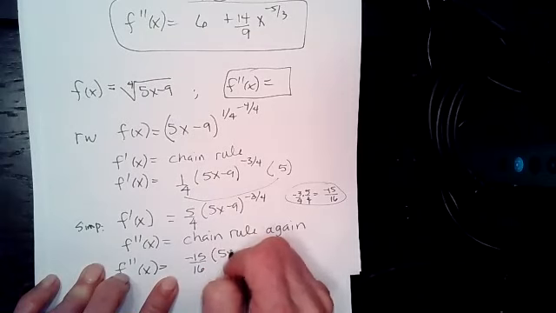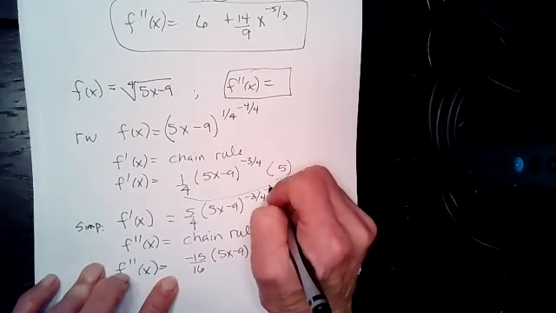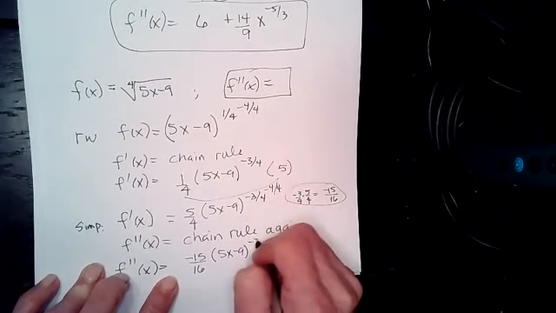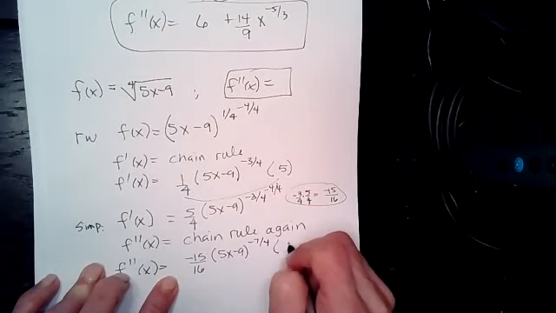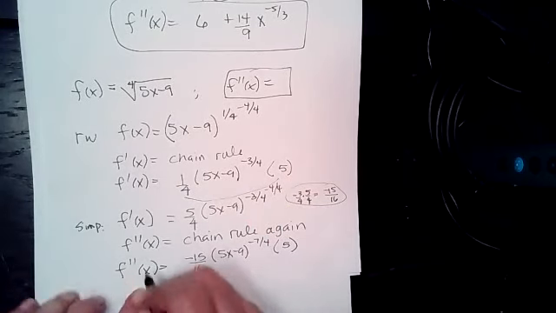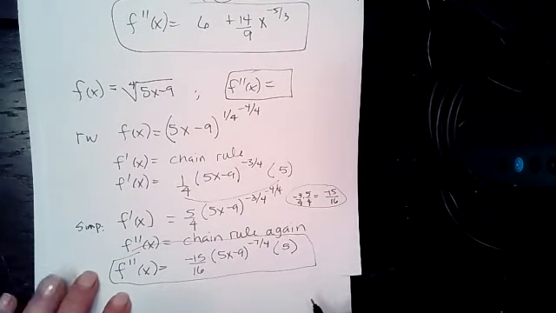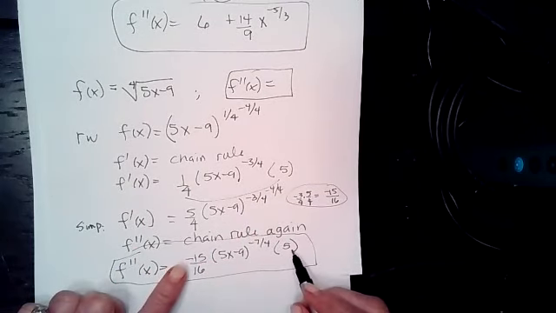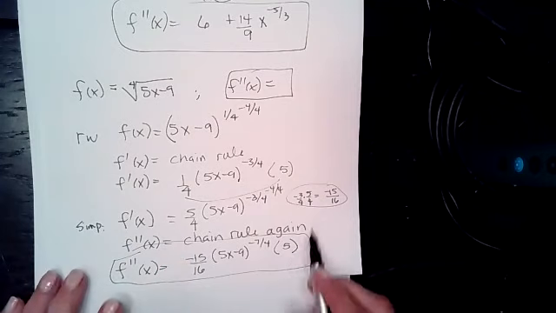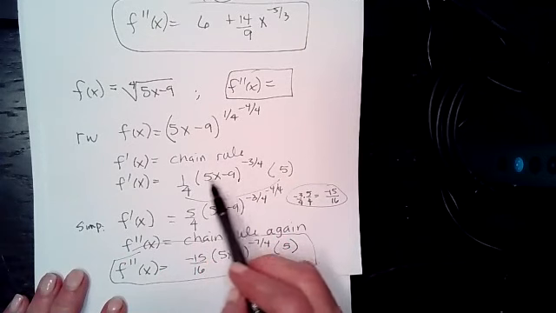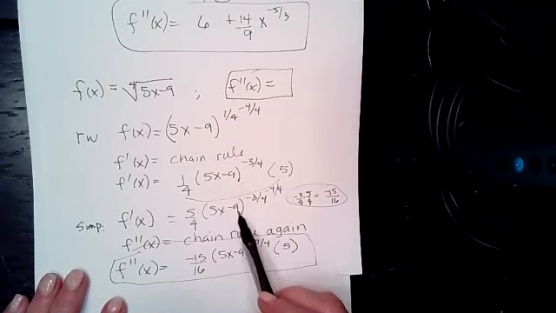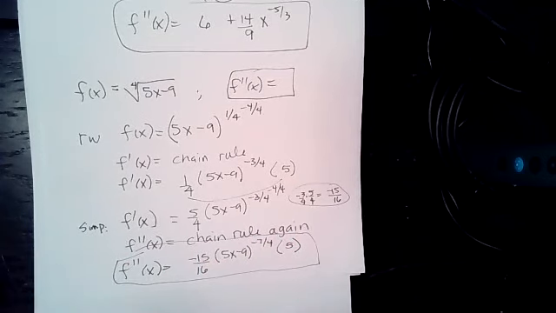Times the inside, minus 1, and then times the derivative of the inside. So you can leave it like that. You don't have to simplify it because we're done. If you did simplify it, you could only multiply negative 15 times 5 and put it over 16. Just know that when you have a quantity to a power, you can never go inside here. This inside remains the same.